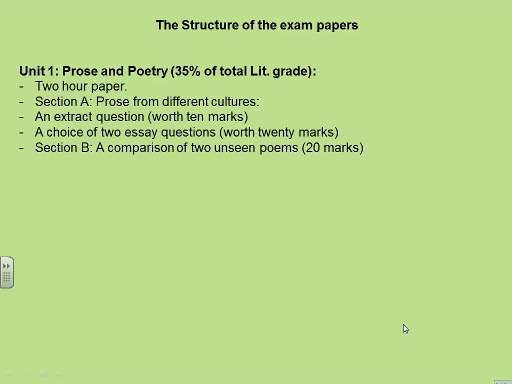It's a 2-hour paper. The first section is your prose from different cultures, your Of Mice and Men, your To Kill a Mockingbird, etc. That will be with an extract and a choice of 2 essays, and in section B are 2 unseen poems that you're going to be expected to write an analysis and comparison of.